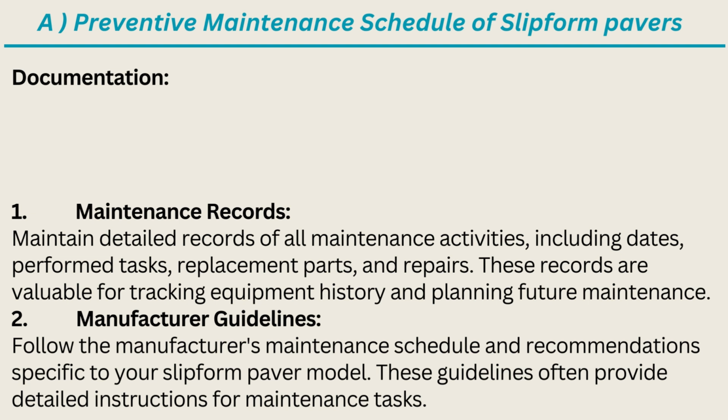Documentation. 1. Maintenance records. Maintain detailed records of all maintenance activities, including dates, performed tasks, replacement parts, and repairs. These records are valuable for tracking equipment history and planning future maintenance. 2. Manufacturer guidelines. Follow the manufacturer's maintenance schedule and recommendations specific to your slipform paver model. These guidelines often provide detailed instructions for maintenance tasks.